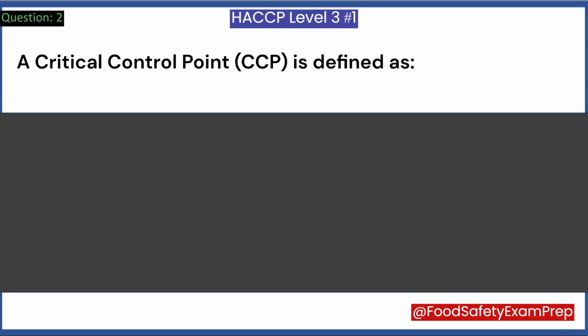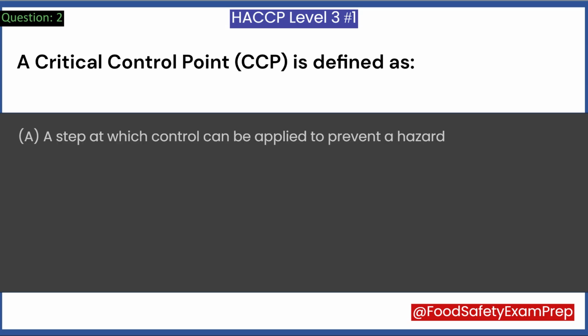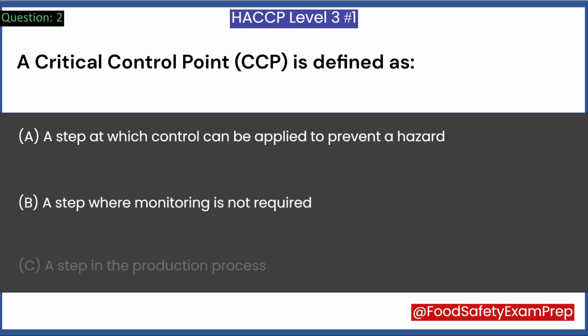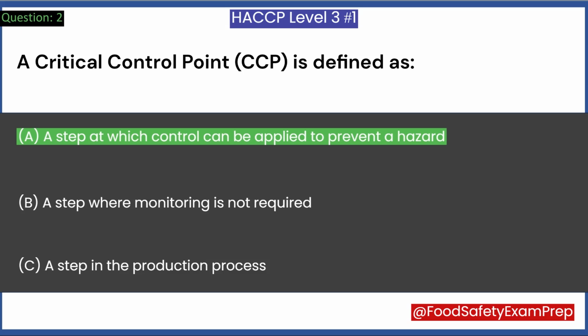A critical control point, CCP, is defined as A. A step at which control can be applied to prevent a hazard. B. A step where monitoring is not required. C. A step in the production process. Answer: A. A step at which control can be applied to prevent a hazard.